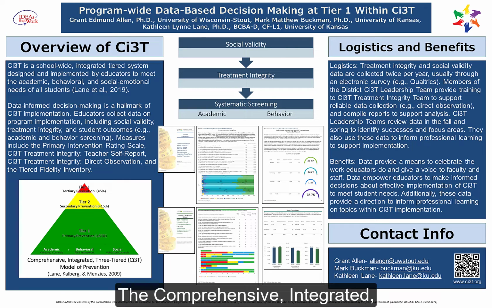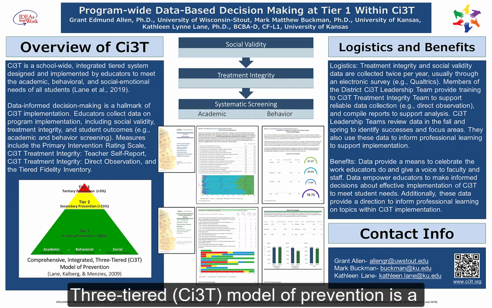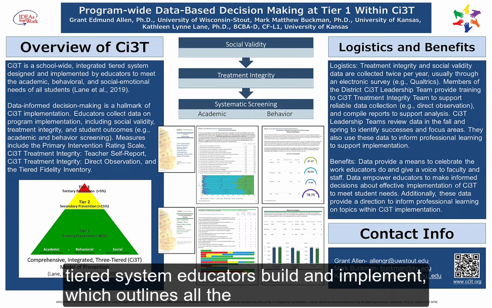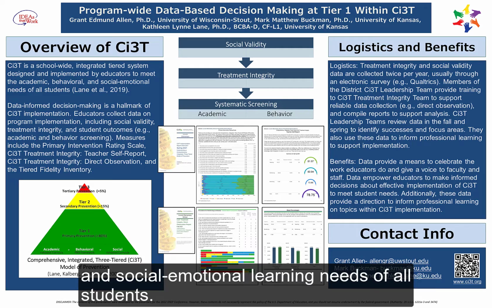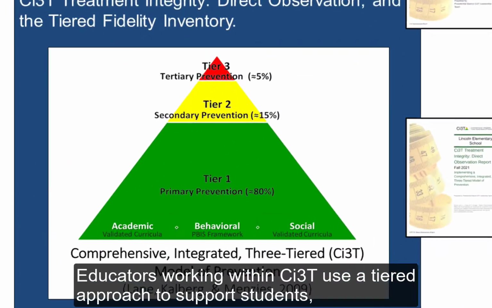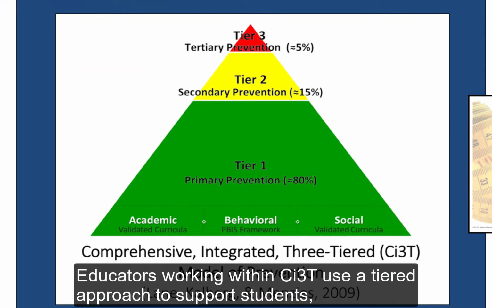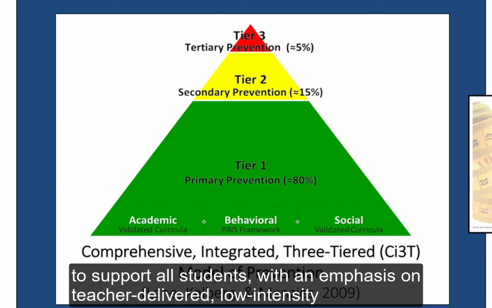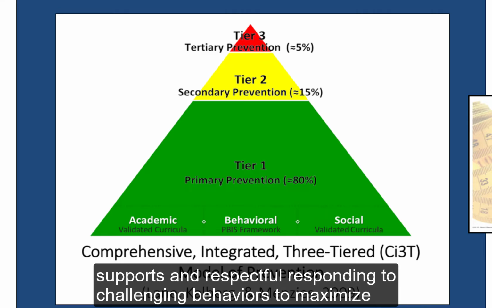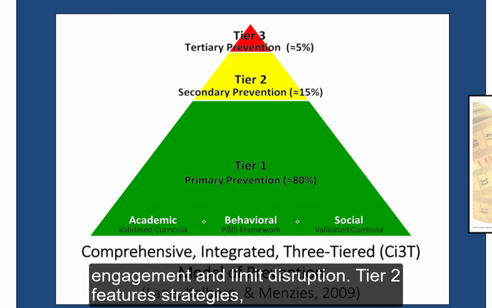The comprehensive, integrated, three-tiered Ci3T model of prevention is a tiered system educators build and implement which outlines all of the practices educators use to meet the academic, behavioral, and social-emotional learning needs of all students. Educators working within Ci3T use a tiered approach to support students, meaning that there are foundational practices at Tier 1, which are meant to support all students, with an emphasis on teacher-delivered, low-intensity supports and respectful responding to challenging behaviors to maximize engagement and limit disruption.